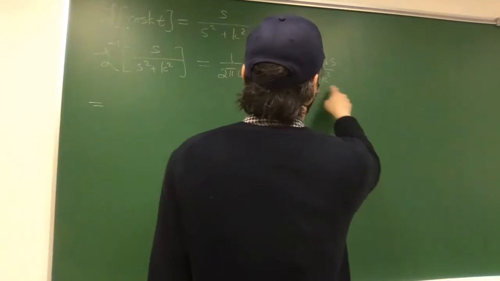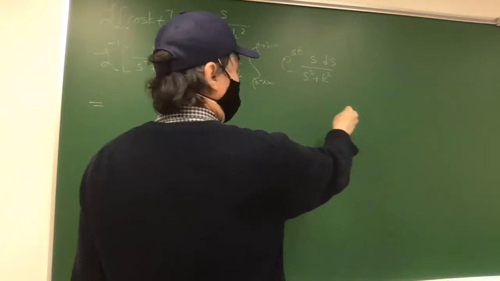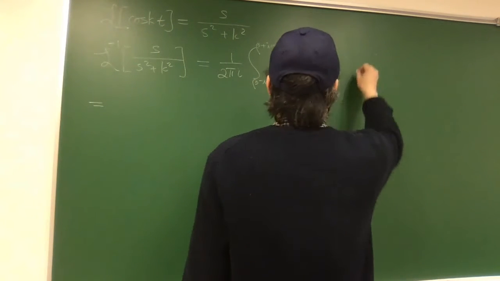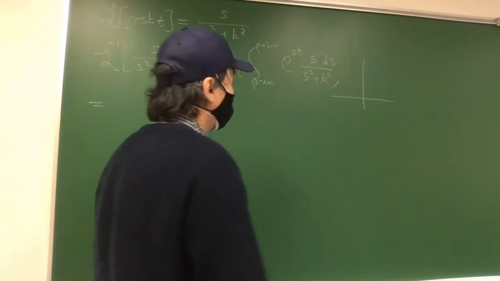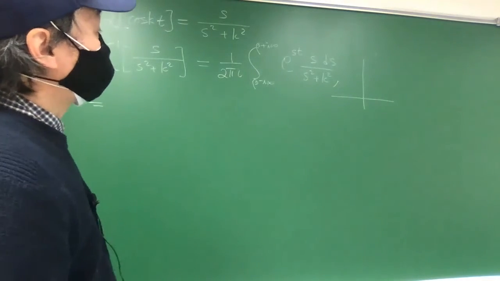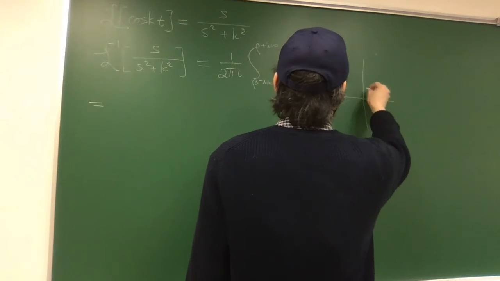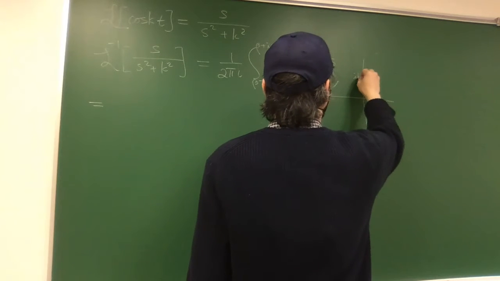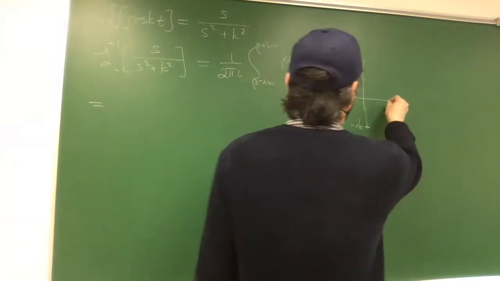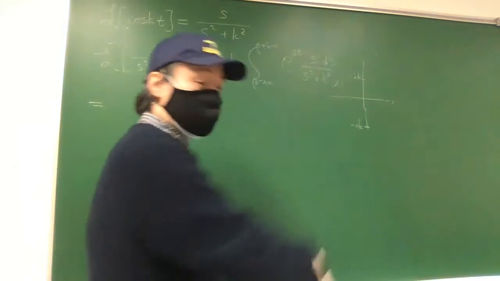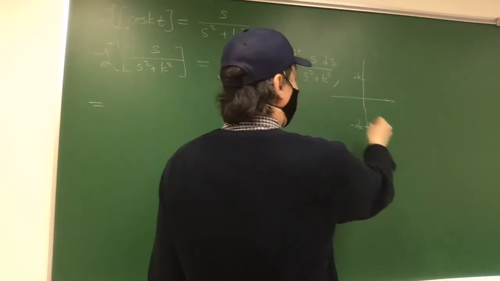In that case, you can figure out the poles, because you need to choose a beta to the right of all the poles. So let's just draw it here. The denominator can be separated into s plus ik times s minus ik. So you have two poles, ik and minus ik. They are all on the imaginary axis, so any positive beta should be fine.